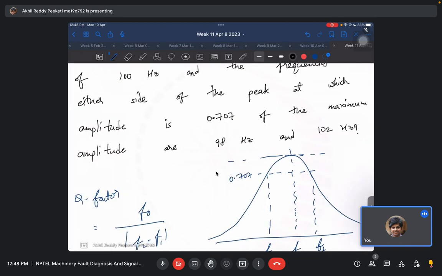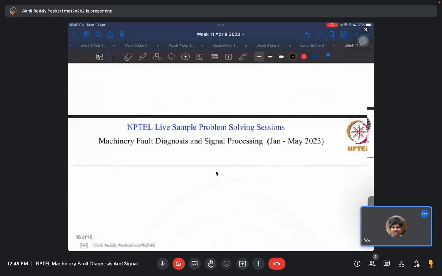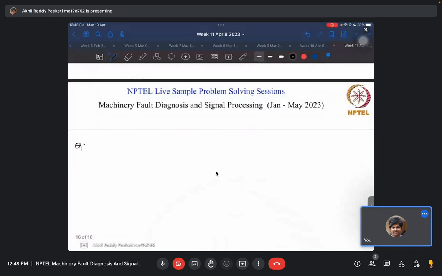Okay, let's move to the next question. What is the damping factor for the above case?